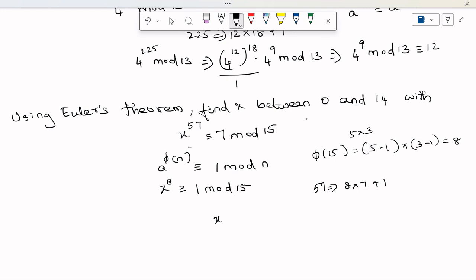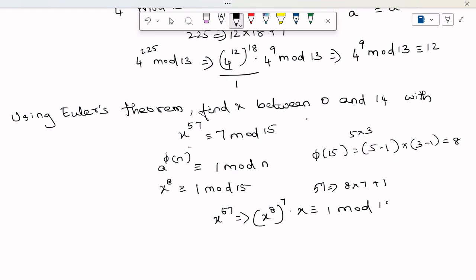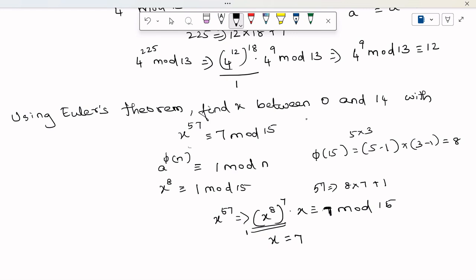So x^57 can be written as (x^8)^7 multiplied by x, which is congruent to 7 mod 15. So this is the equation, right? What is the value of x? Because the entire (x^8)^7 part is equivalent to 1, x is equal to 7. So this is how we can use Euler's theorem to solve this particular equation. Thank you.